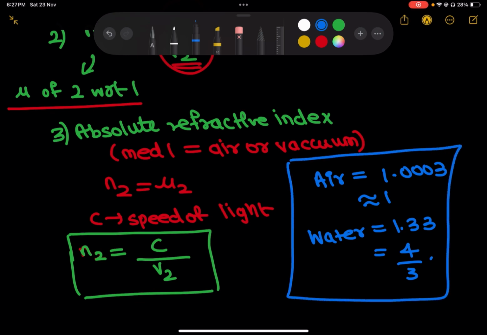So we have covered everything in this part. We have covered what is refraction, the refraction through a glass slab, the laws of refraction, and most importantly, refractive index, the 3 important formulas.